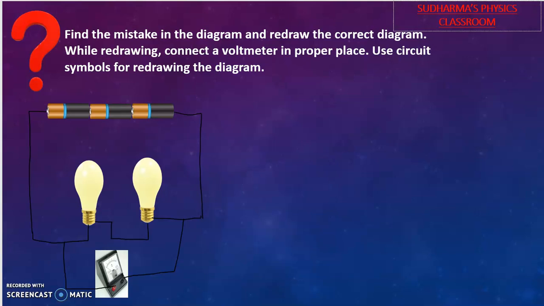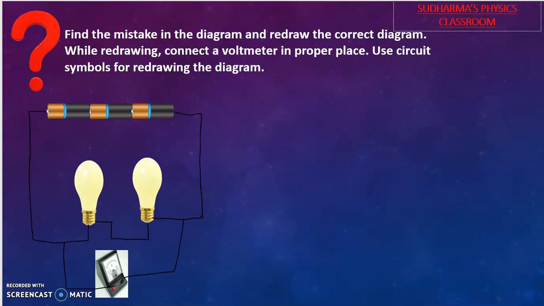So now let's apply the knowledge we have understood. Okay, so let's answer this question. Find the mistake in the diagram and redraw the correct diagram. While redrawing, connect a voltmeter in proper place and use circuit symbols for redrawing the diagram.